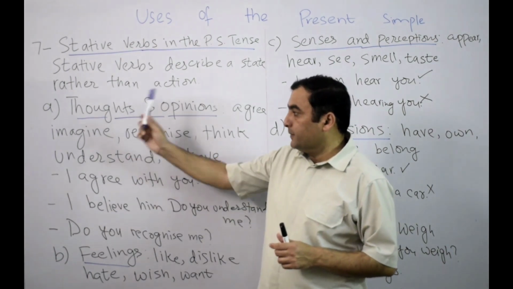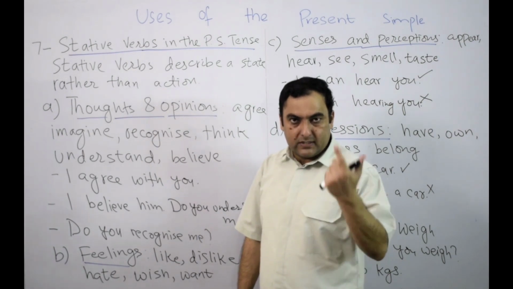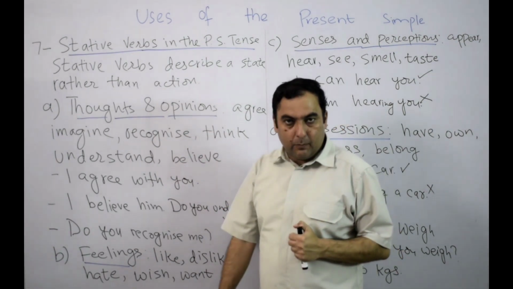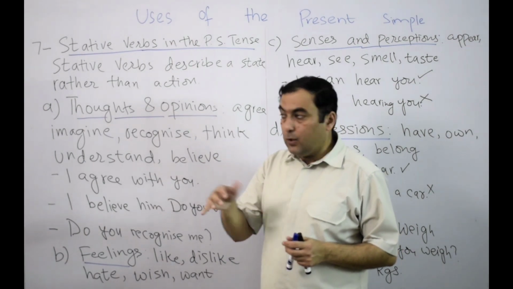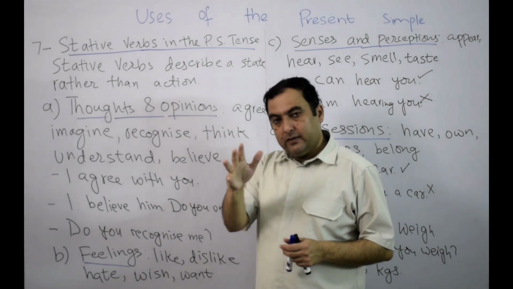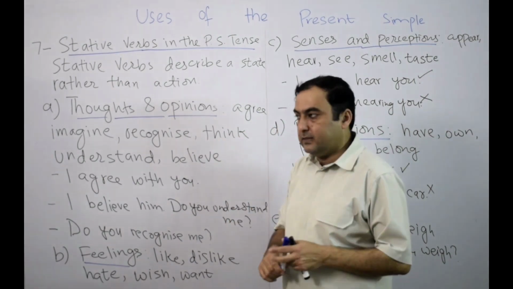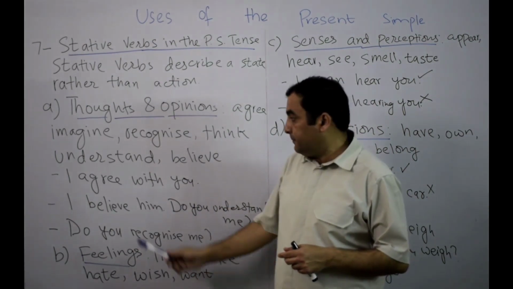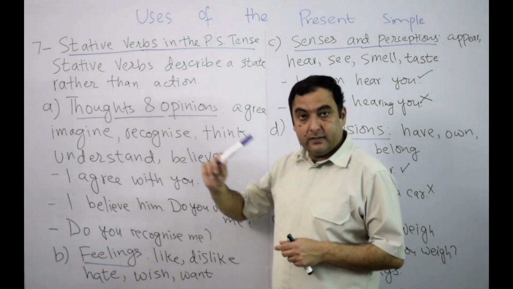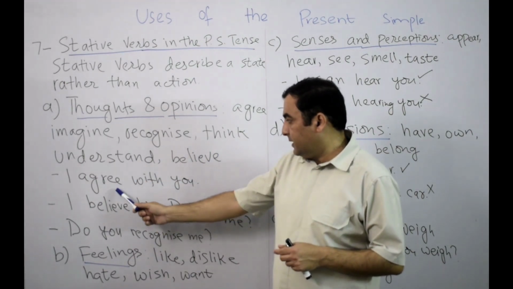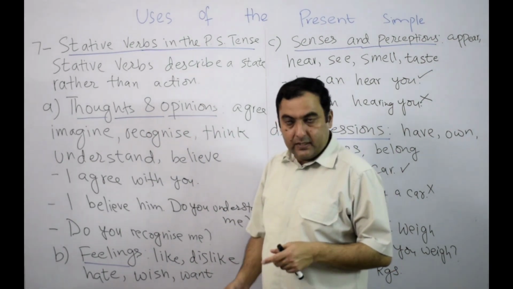For example, there are verbs which talk about thoughts and opinions. We have many verbs in English which express thoughts and opinions, and they're stative verbs, and they are used only in the present simple tense. These verbs are agree, imagine, recognize, think, understand, believe. So these are stative verbs which express thoughts and opinions.